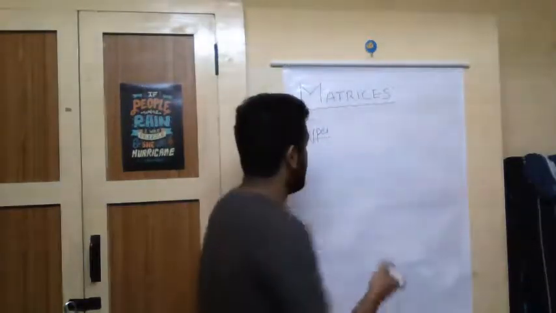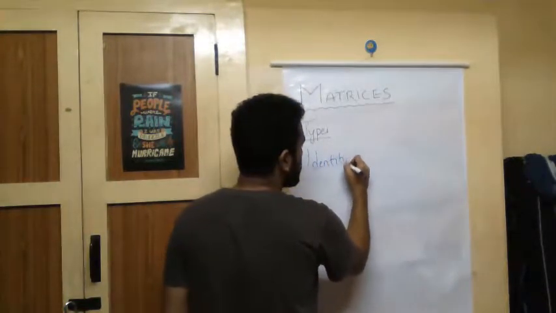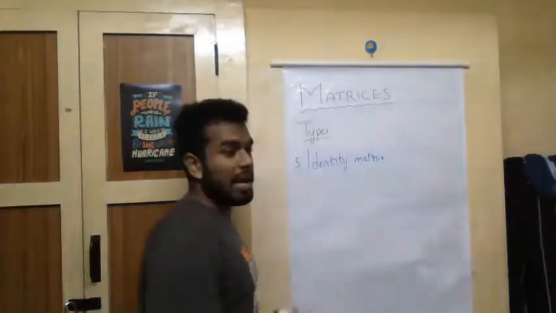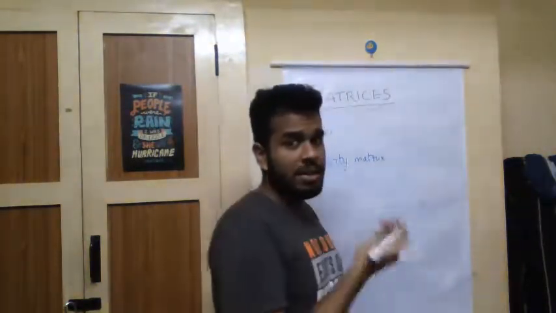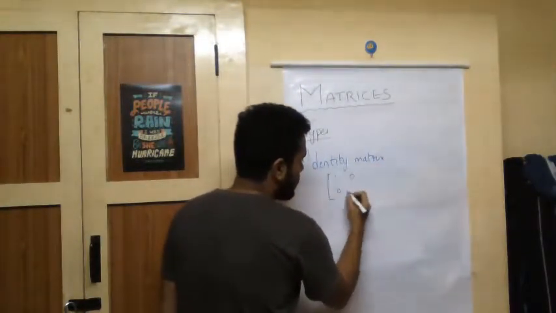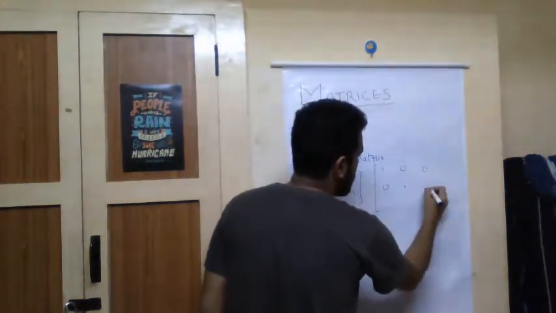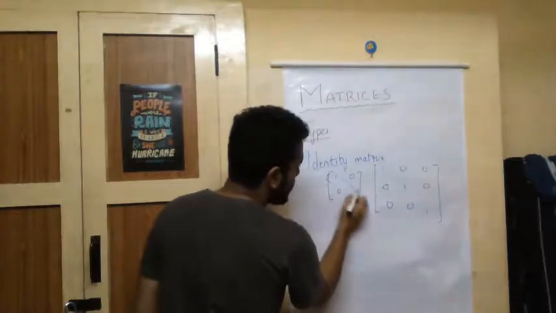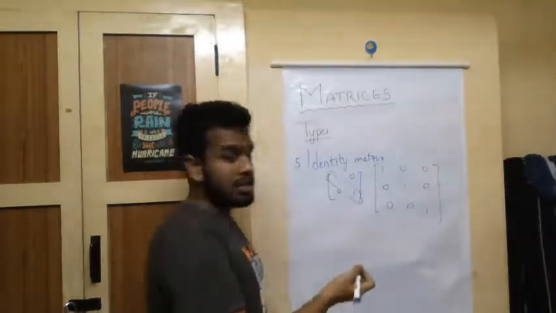Now the fifth type would be the identity matrix. This is a special type of matrix because it has identity properties. I'm going to be talking about the properties later. It's basically a square matrix. An identity matrix is always a square matrix. For example, a 2 by 2 identity matrix would be 1, 0, 0, 1. A 3 by 3 identity matrix would be 1, 0, 0, 0, 1, 0, 0, 0, 1. Basically, in an identity matrix, the principal diagonal elements should be 1 and the non-principal diagonal elements should be 0. So that's the identity matrix. I'm going to be talking about the properties later.